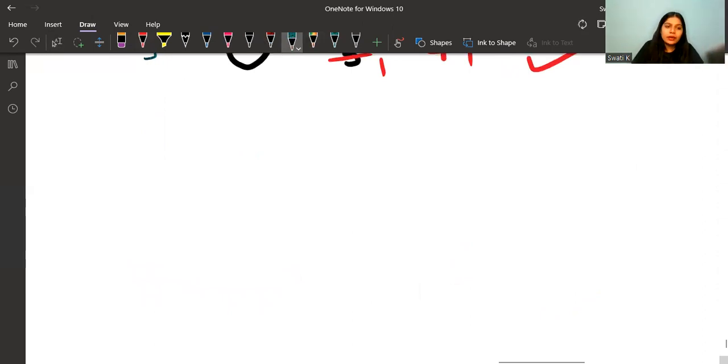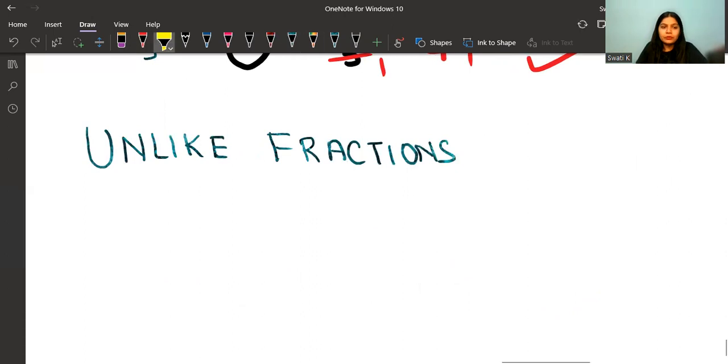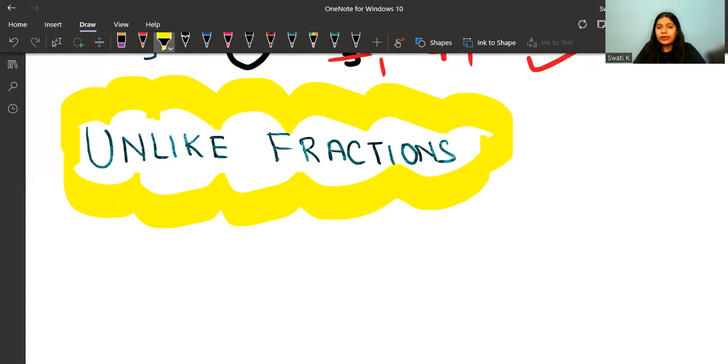Now let us come to the last type, that is unlike fractions. And on this, I'm going to solve a lot of questions without any cut, without making a second part or a third part. No, I'm going to take a lot of questions on unlike fractions. If you think that you're not good at unlike fractions, make sure you watch this video till the end.